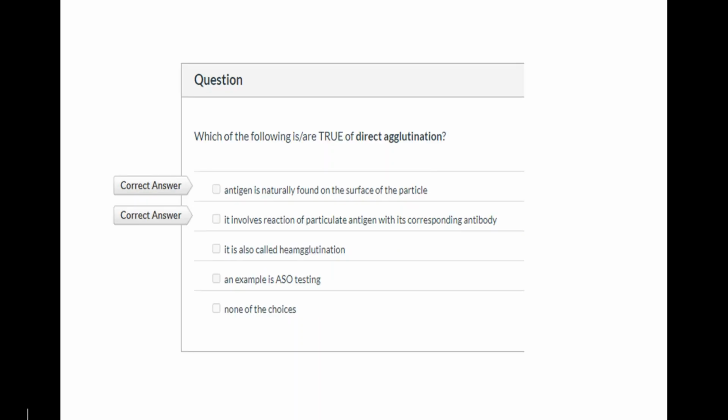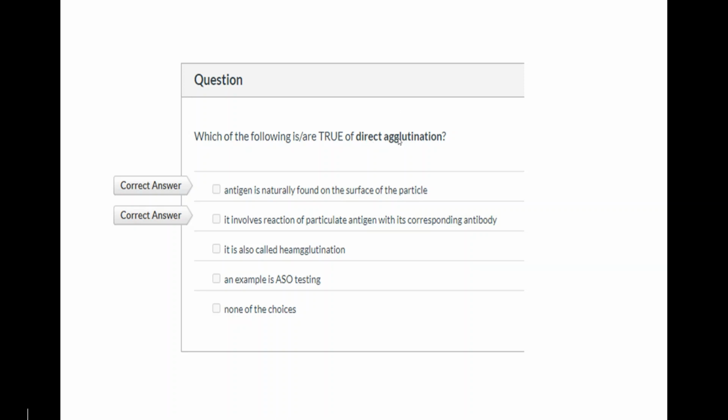Which of the following is true about direct agglutination? So again, as I have mentioned, direct agglutination includes antigens that are naturally found on the surface of the particle. Example, your RBC contains antigens such as type A antigen, B antigen. So those antigens are naturally found on the surface of the RBC. It involves reaction of particulate antigen with its corresponding antibody. This is a definition of agglutination in general. Agglutination occurs when there is an interaction between a particulate antigen and its corresponding antibody.